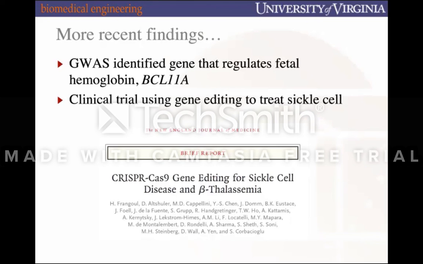And so, when I took this class 13 years ago, we didn't know anything about BCL11A. We just started having what's called GWAS, genome-wide association studies, where you just try and look at what mutations cause specific traits across the entire genome. And in the last 13 years, we've been able to go from advancing those studies to identifying this gene as regulating fetal hemoglobin to now being able to edit the gene in people and resolve sickle cell disease. This was published in the New England Journal of Medicine last month, I think.